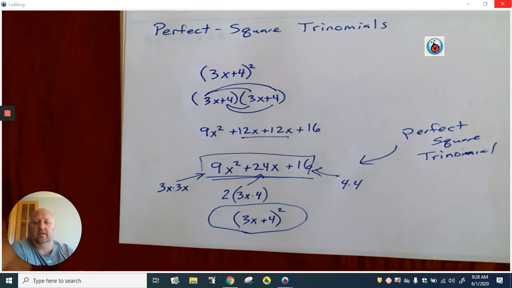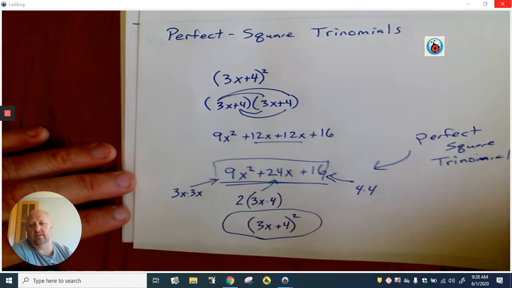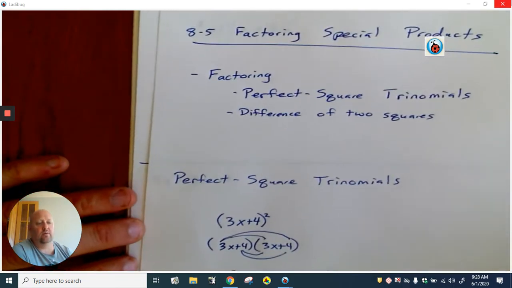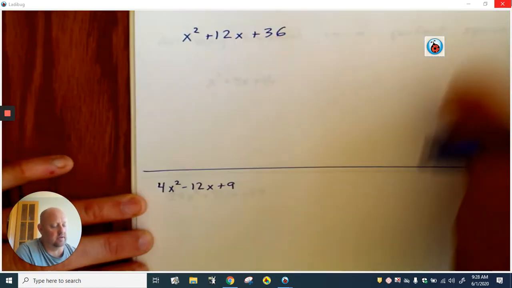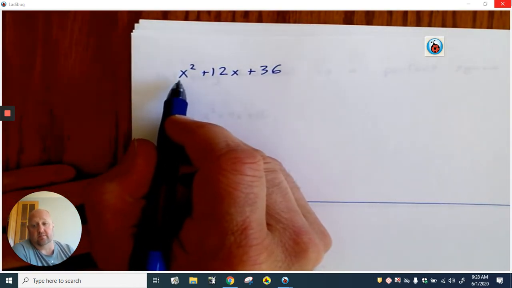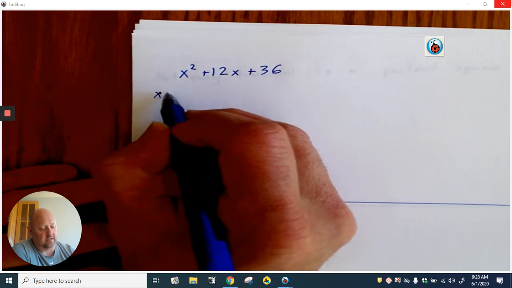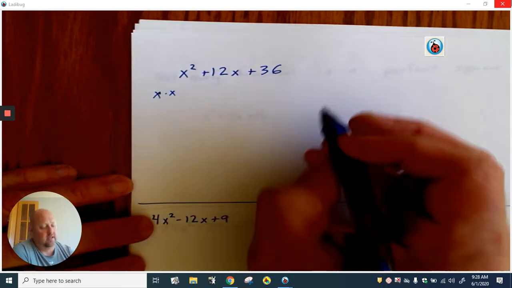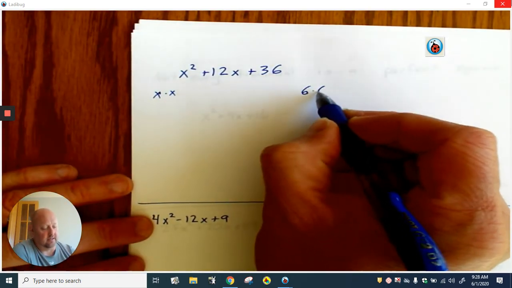It basically is a quick check, okay? I mean, it is important to notice this isn't going to work all the time. It's just a quick check to see if it will work. So let's try a few examples. All right, x squared. Well, that's a perfect square because x times x gives me my x squared. 36, sure enough, 6 times 6, right?